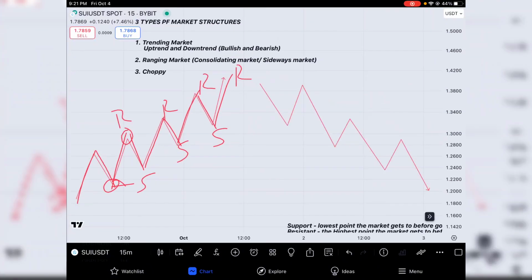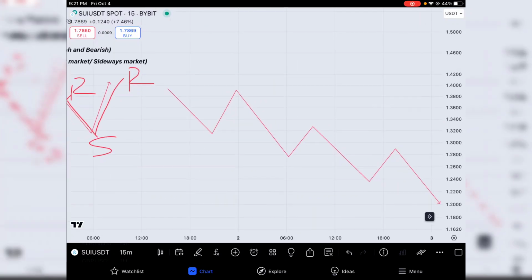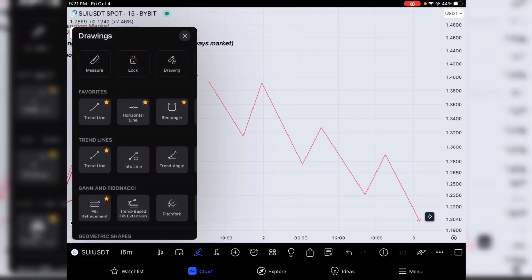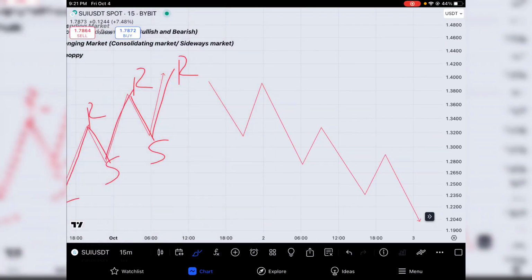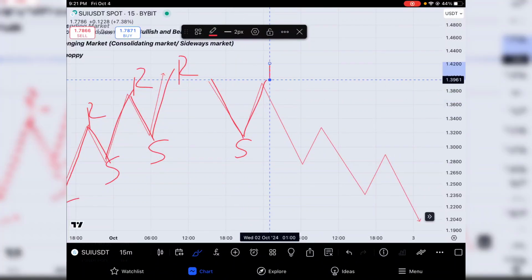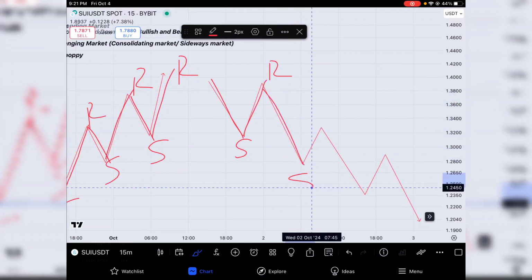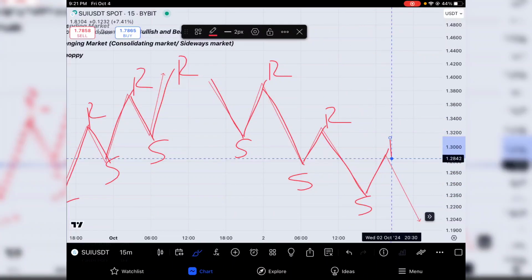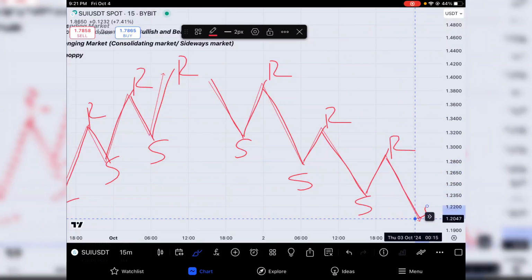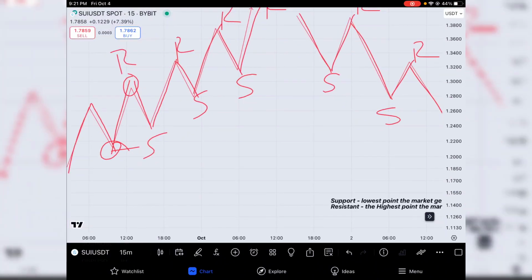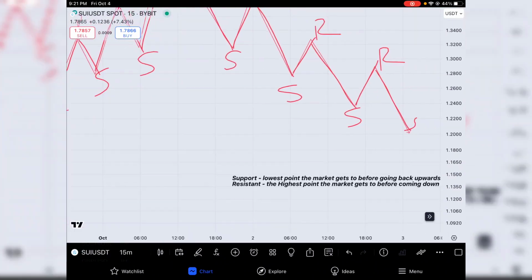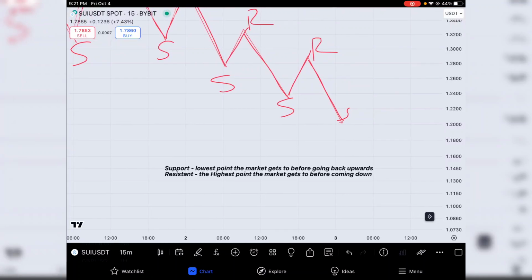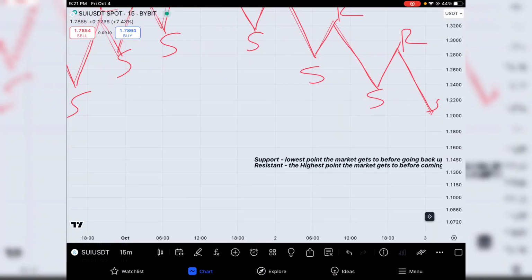Let's try that in a bearish scenario, in a downtrend. The market came down here, which is our support, went up, which is a resistance, came down, support, here, resistance, came down, support, here, resistance, came down, support. And there is the way we trade support and resistance. We buy at support and we sell at resistance.